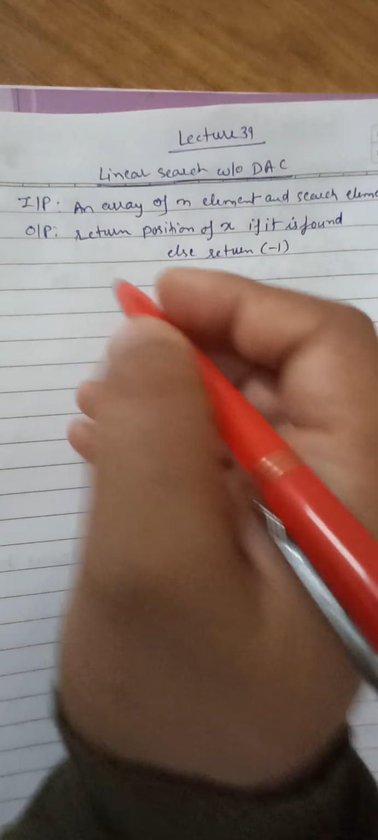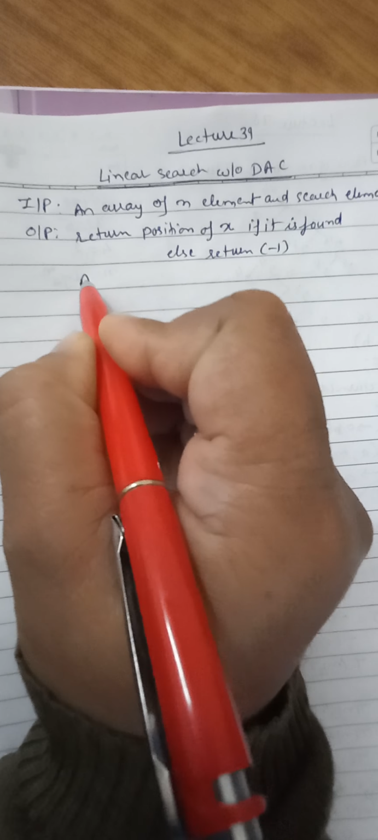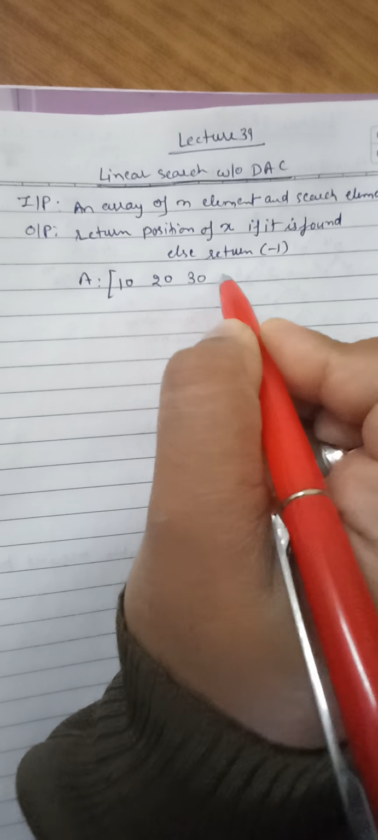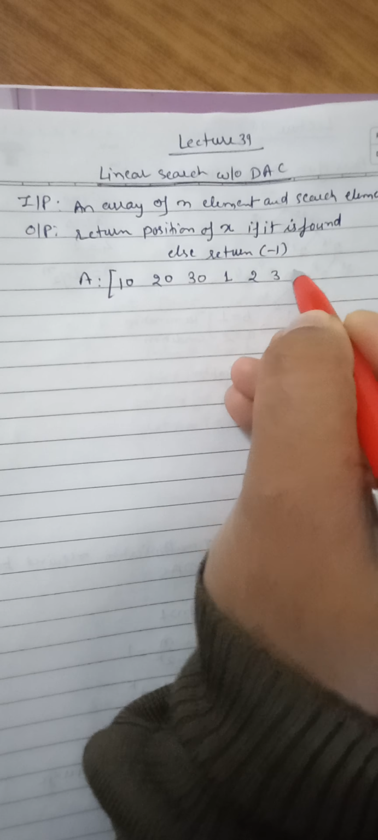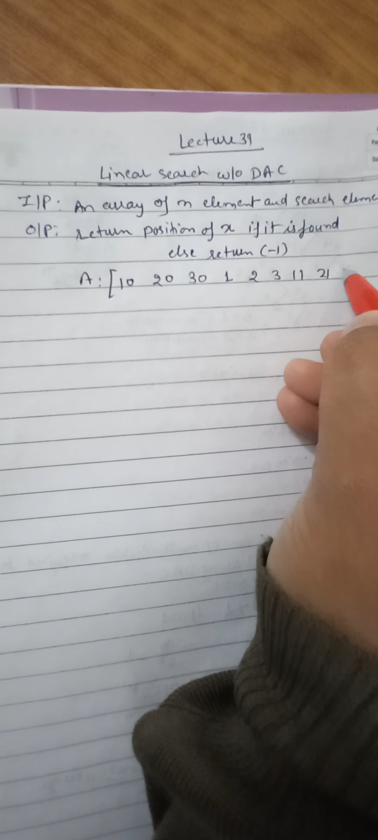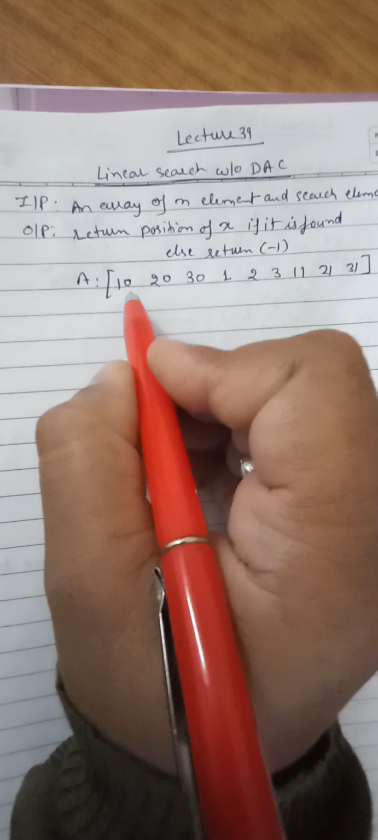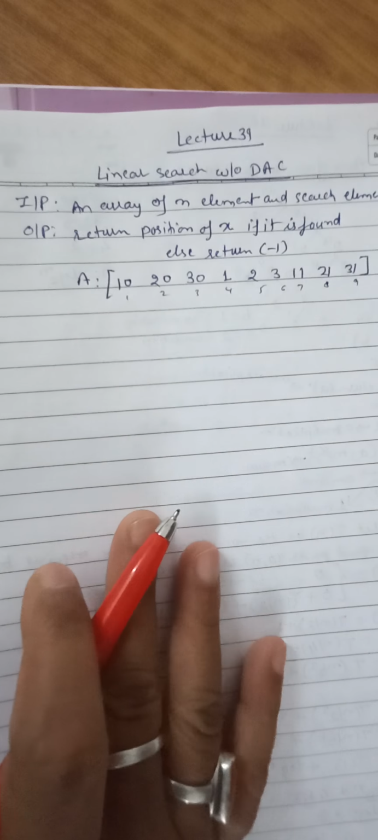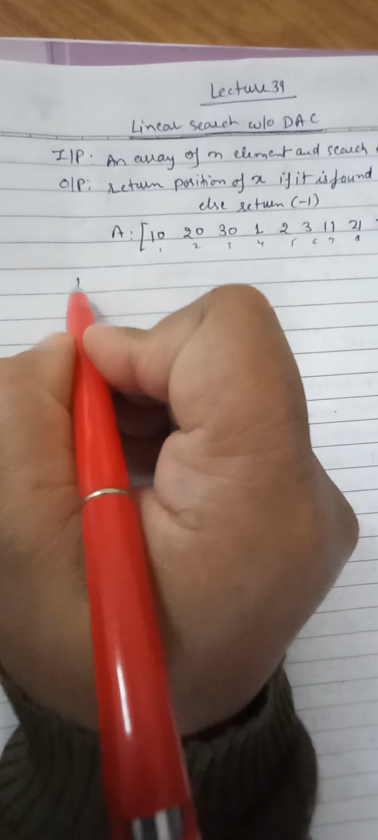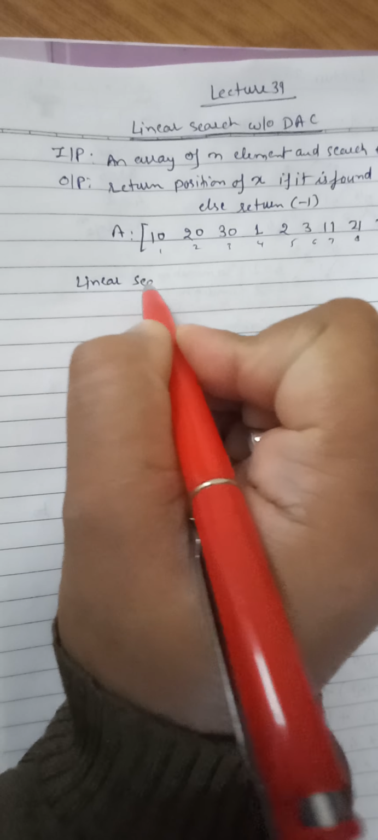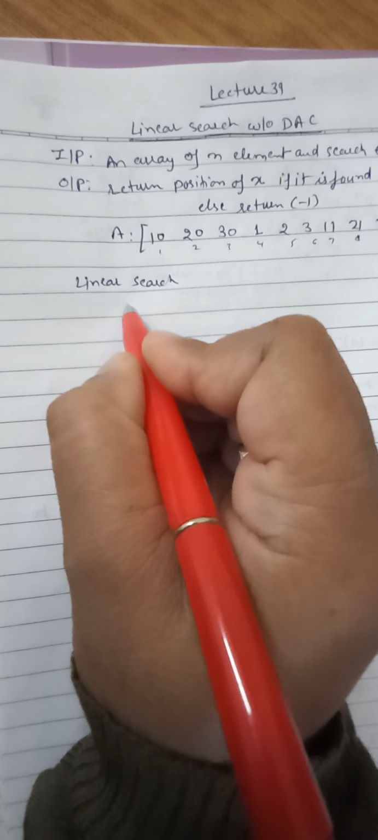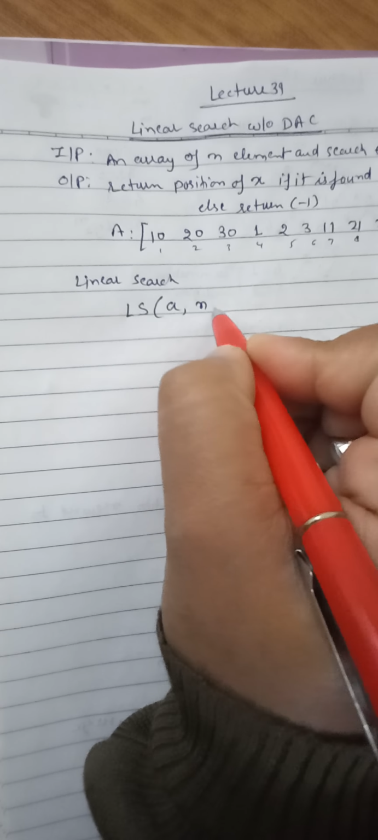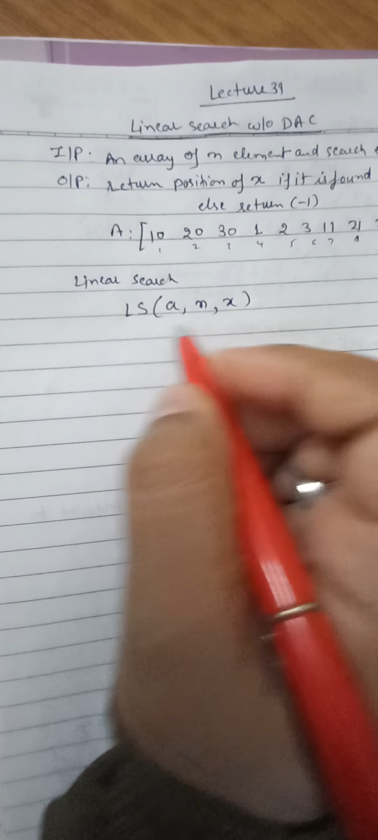So if we are supposing the array elements 10, 20, 30, 1, 2, 3, 11, 21, 31, if we are supposing like that, 1, 2, 3, 4, 5, 6, 7, 8, 9, total 9 elements we have. So how will linear search work without divide and conquer? So linear search takes the array, the number of elements, and the element that needs to be searched.